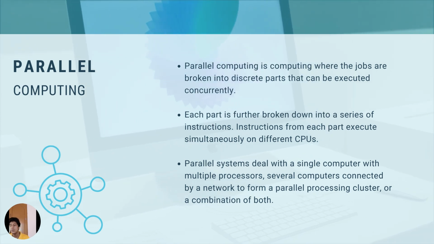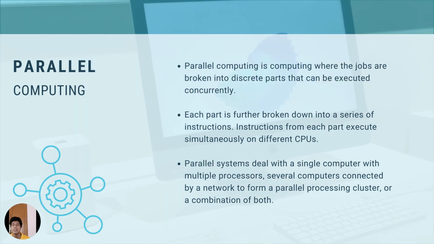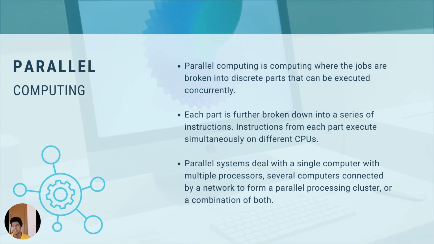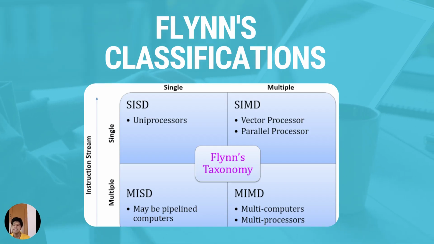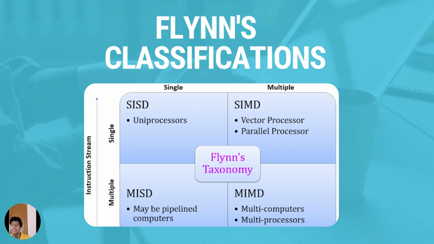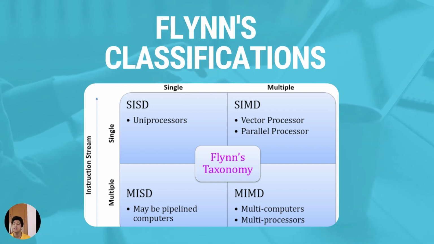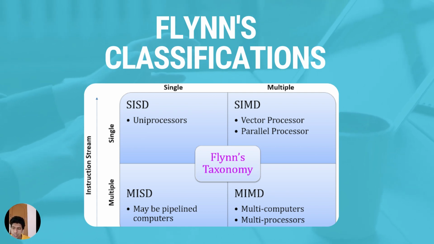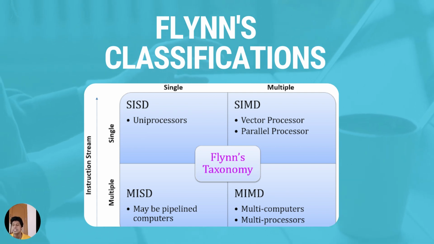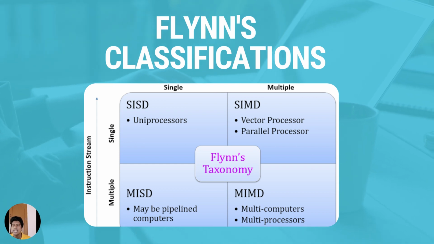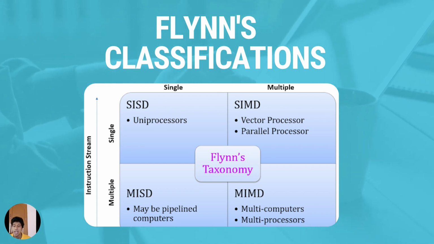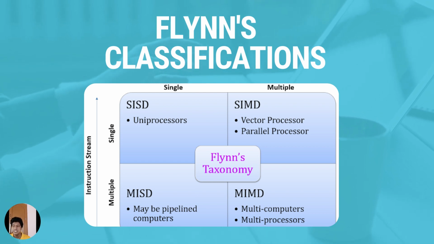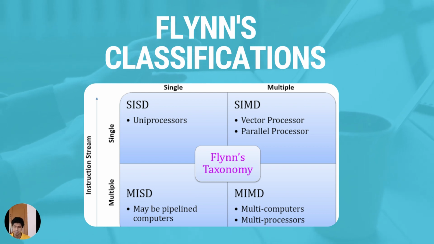Now, for our topic, Flynn's classification, what is it? These four things are the main Flynn classifications. Classification number one is called SISD. Classification number two is called SIMD. Classification number three is called MISD. And the fourth one is called MIMD. So four main classifications depending upon the instruction stream and data stream.